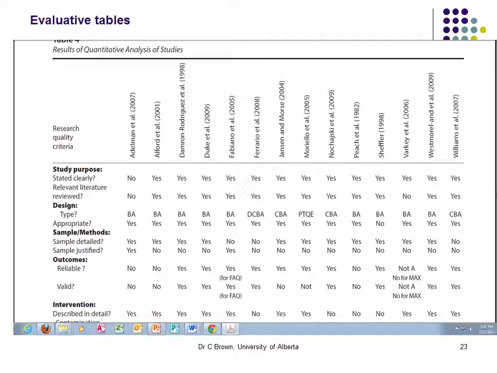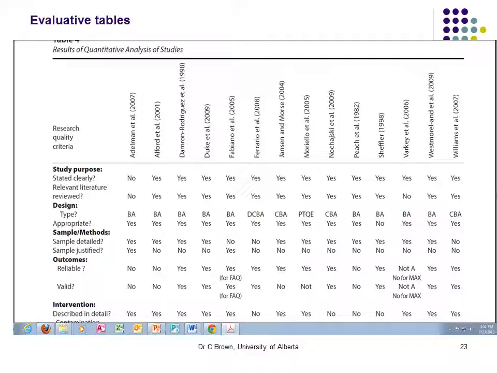like if you look under outcomes, you'll see there's a little qualification here. They say no for MAX, right? So that would make sense if you were looking at the article. Okay. And here, when you look at design and it says type, they've abbreviated, right? So there'll be a key to your table to help us understand what all of these different abbreviations mean. Okay.